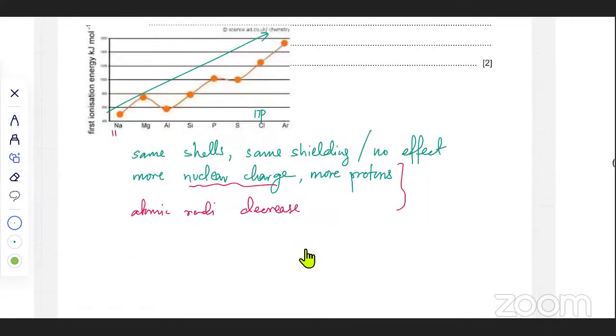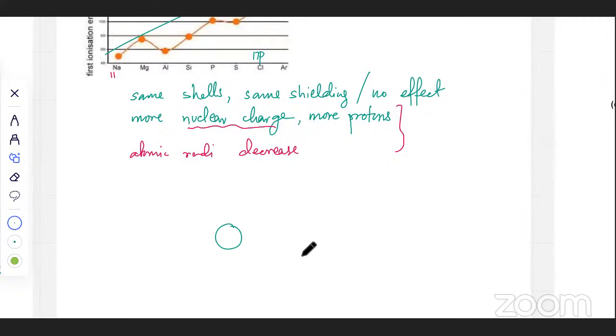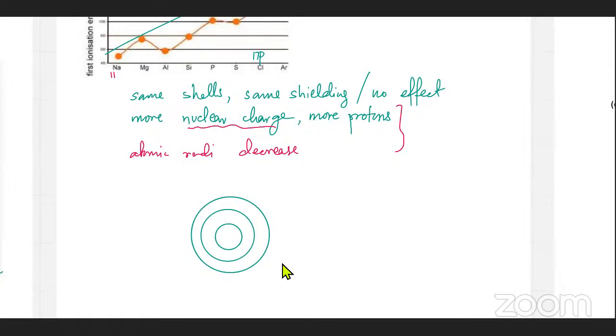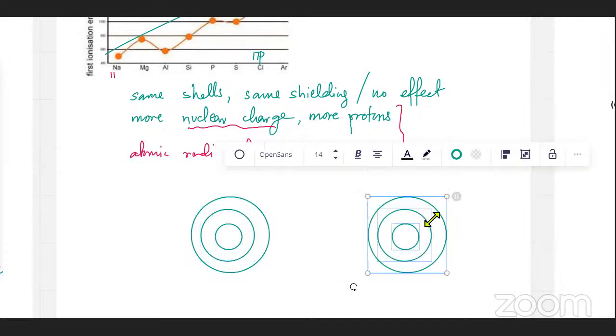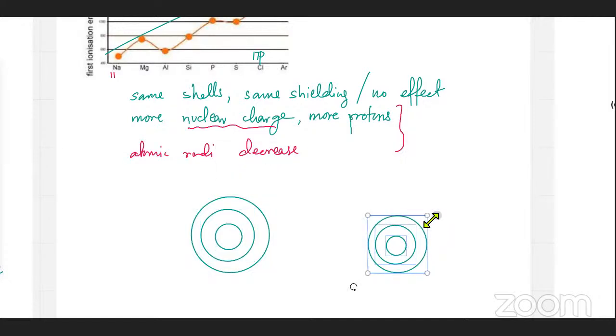So sodium has 3 shells. So that's one. That's my second one. And that's hopefully my third one. And I'm just going to copy that for Cl. Cl is going to have 3 shells as well. But in Cl's case, the electrons would be more tightly held by the atom. Why? Because sodium has a lot fewer protons.